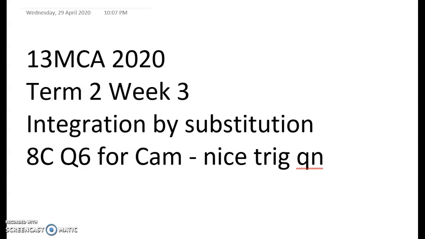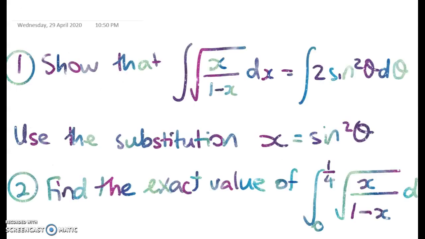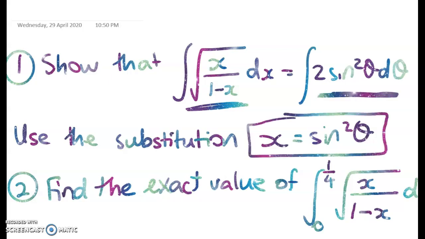This is an A-level question, but I think it's also quite a good one for people doing scholarship calculus. It's a trig integration question, and it's a substitution question. So this is it here. It's from an old A-level paper back in 2005. First of all, we have to show that this integral is equal to this integral, and we're told to use the following substitution. Then we have to find the exact value of a definite integral using that.